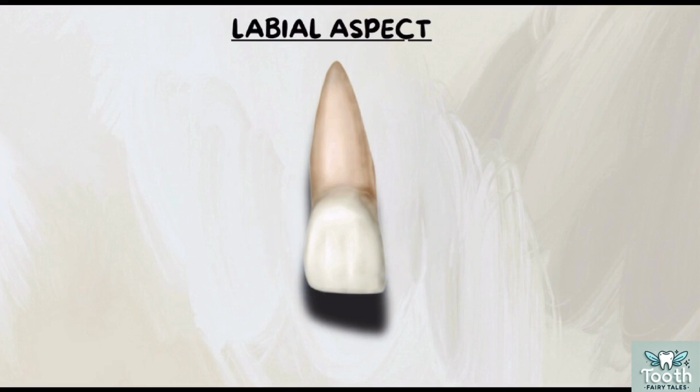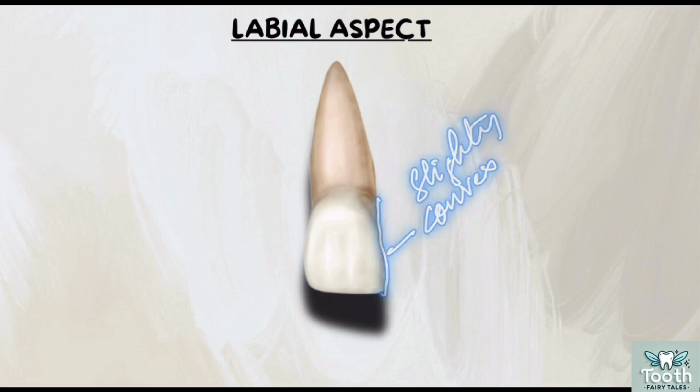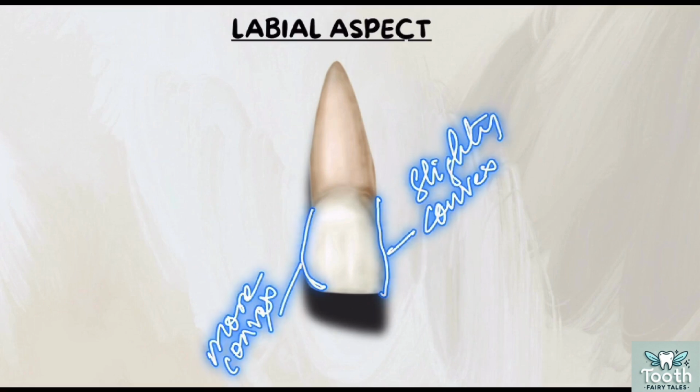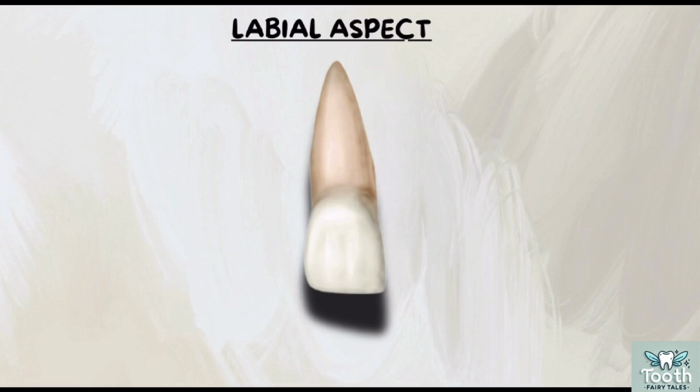When you visualize the permanent maxillary central incisor from the labial aspect, you can appreciate 4 outlines. This is the mesial outline, this is the distal outline, this is the cervical outline, and this is the incisal outline. The mesial outline of the crown is slightly convex, but the distal outline of the crown is more convex when compared to the mesial side. This is another differentiating feature between the mesial and distal sides of the crown. The cervical outline is pointing towards the root, and the incisal outline is pretty much straight.